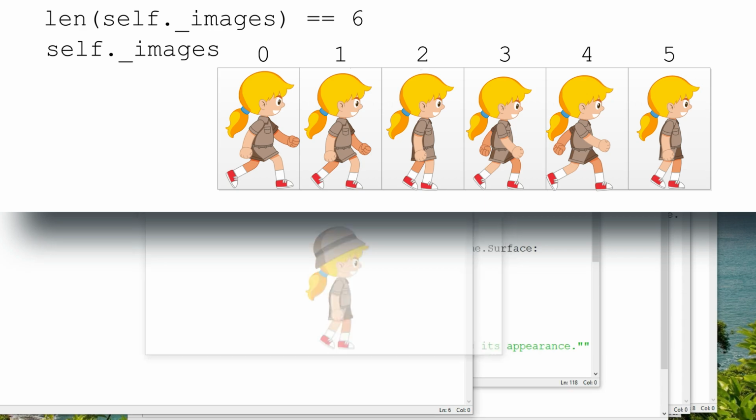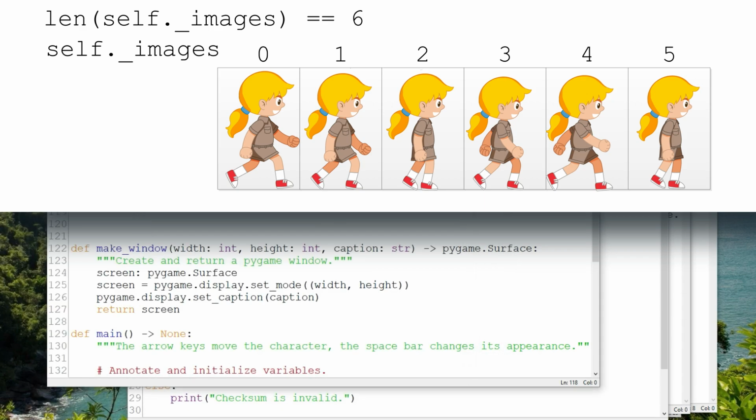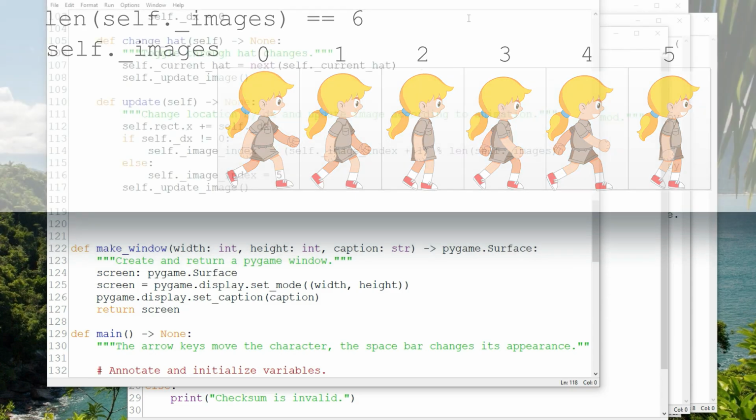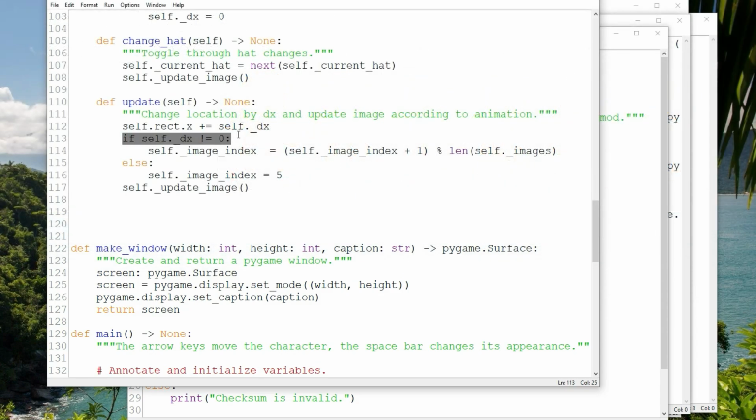So our list has a length of 6, which means the valid indices into the list are 0 through 5. In the code, I'm checking on line 113 if the sprite is moving. And if it is, I set the index into the image list to the current image index plus 1.